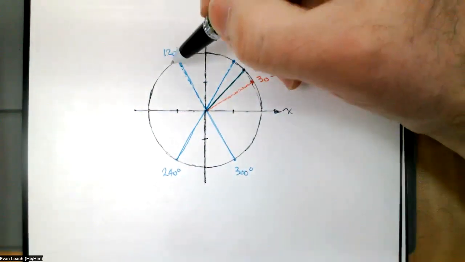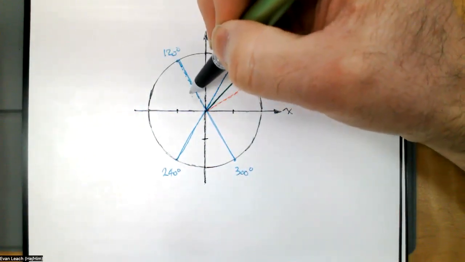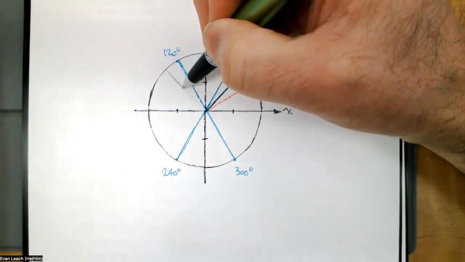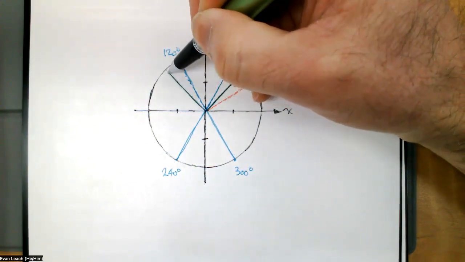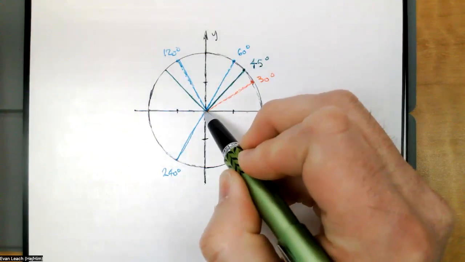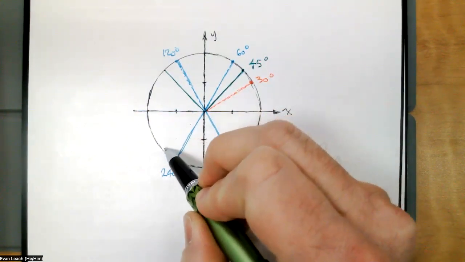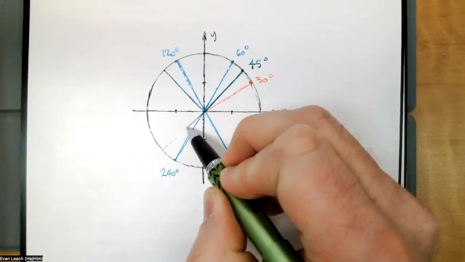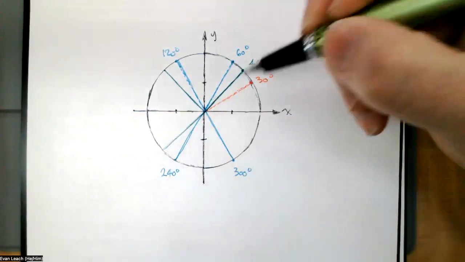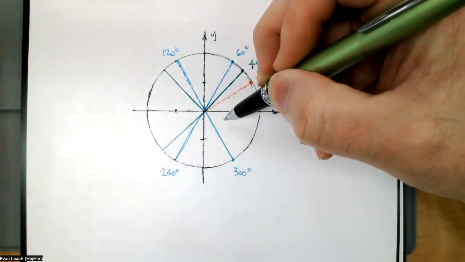So we also want to have a 45-degree angle in the second quadrant, a 45-degree angle in the third quadrant, and a 45-degree angle in the fourth quadrant.